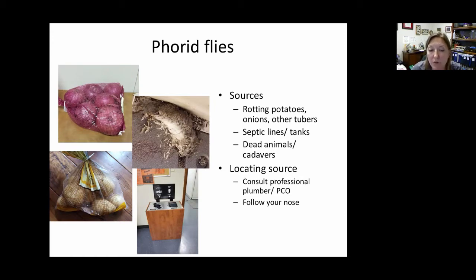So locating the source for these, a lot of times you can consult a professional, whether that is a plumber, in the case of a sewage or septic system, or a pest control professional sometimes is going to be needed to help locate the source. A lot of times I find with phorid flies, if you follow your nose, then you can often discover where these are located, because usually they're going to be associated with stinky, rotting things. And if you have a decent nose that can smell things like that, then you can figure out where it's coming from.